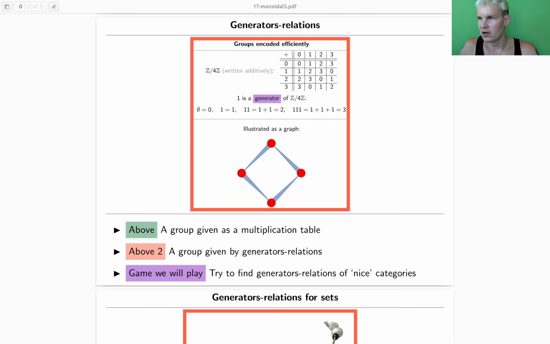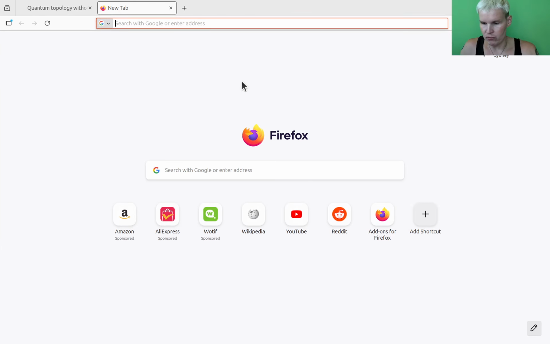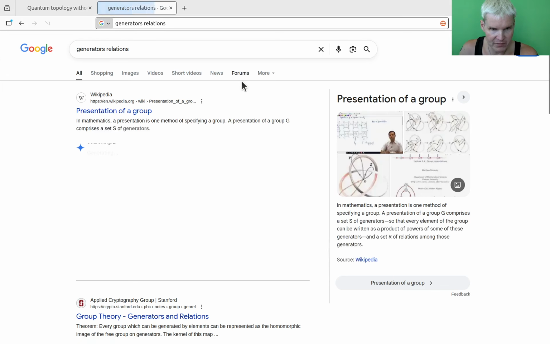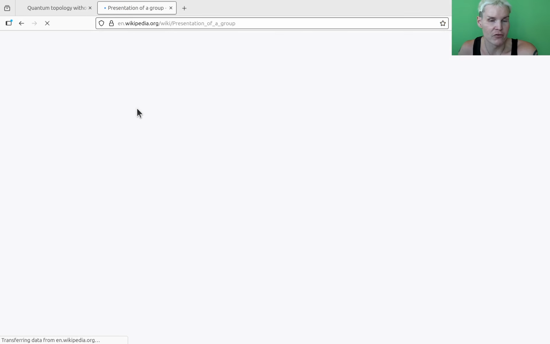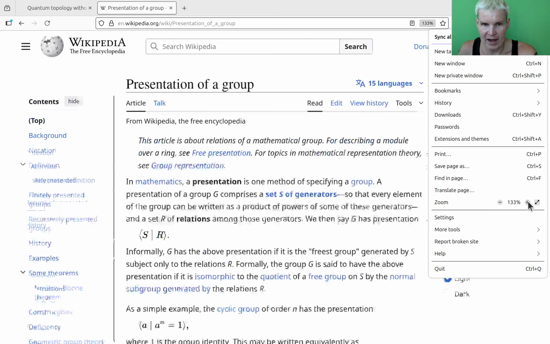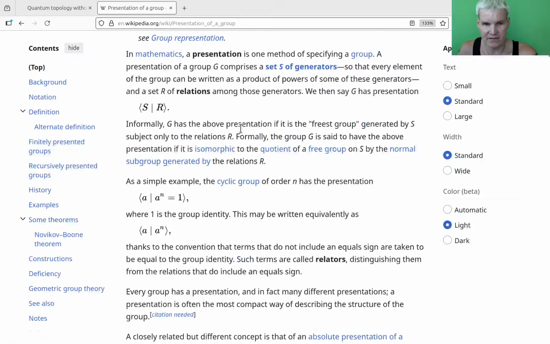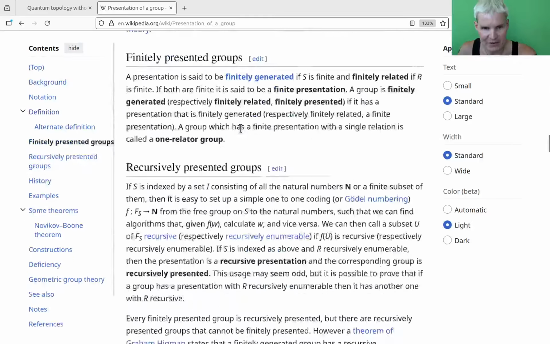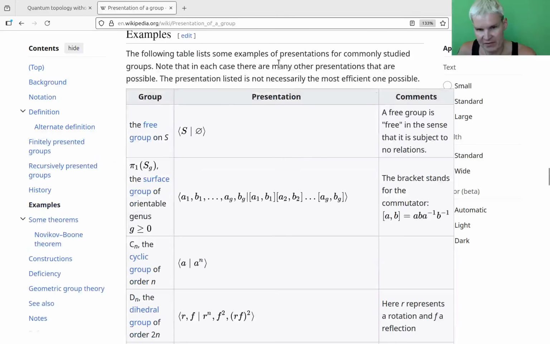So if you Google generators and relations, you will probably find presentations of a group. So maybe that's what you have seen. It's called a presentation of a group. And in standard groups, there should be a list or something. Who cares about the definition? Examples are the standard thing, right?